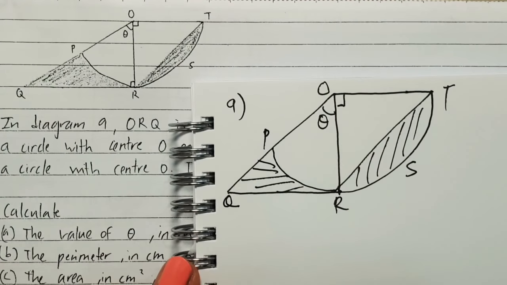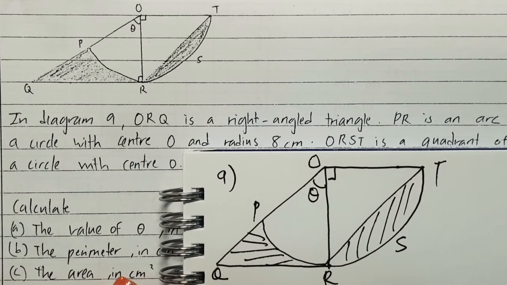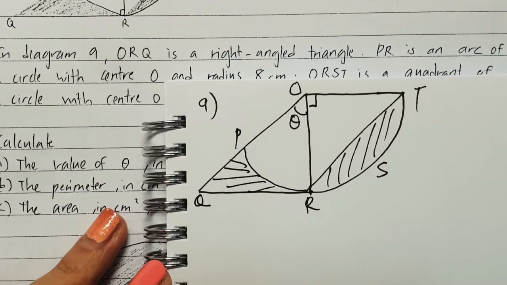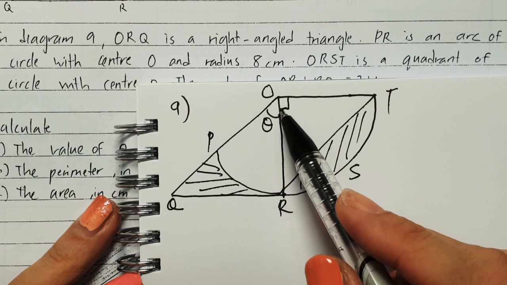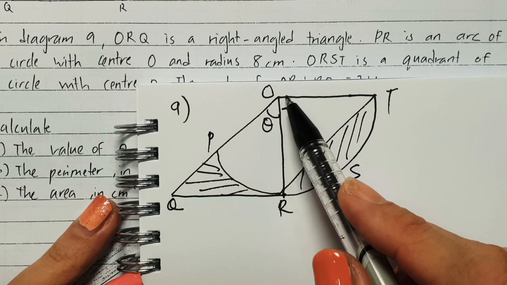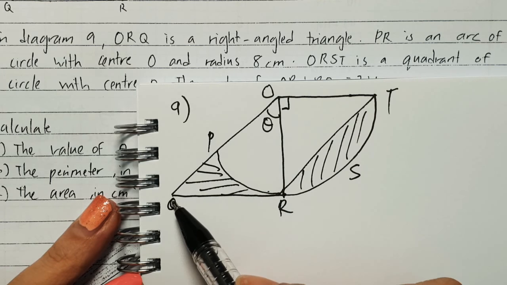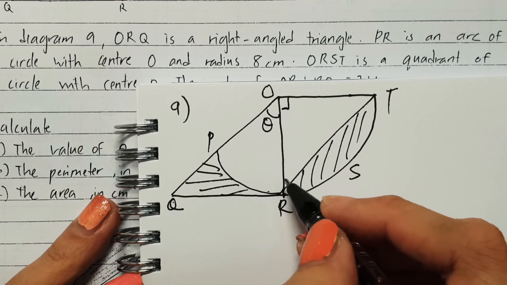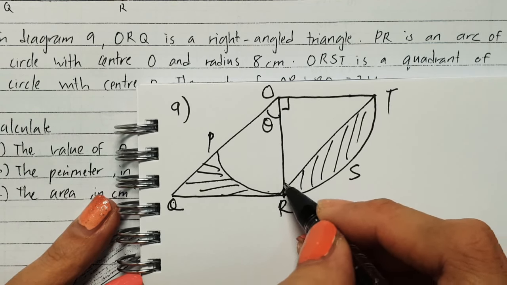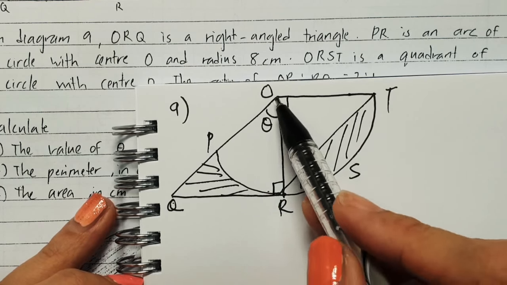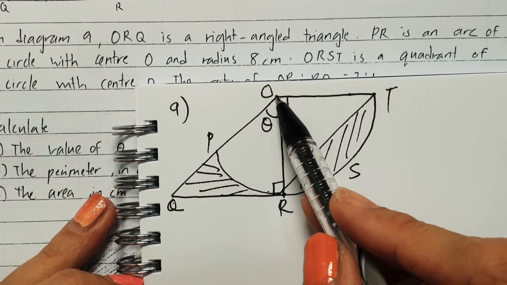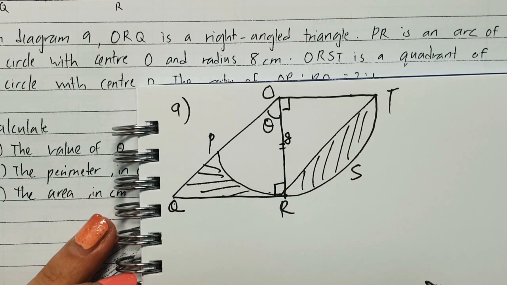Now let's check with the word problem, with the question. In this diagram, ORQ. Where is ORQ? Over here, ORQ is a right angled triangle. So let's put down, this is 90 degrees over here. And then PR is an arc. P to R is an arc of a circle with center O and radius 8. So this is the information. Here is 8.